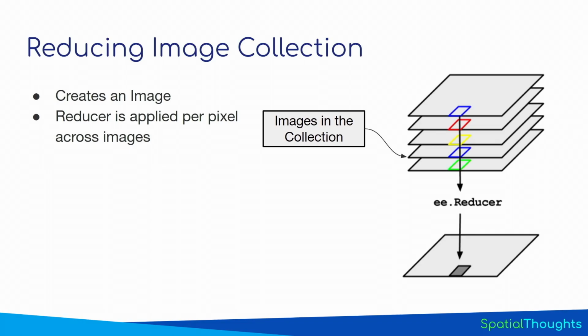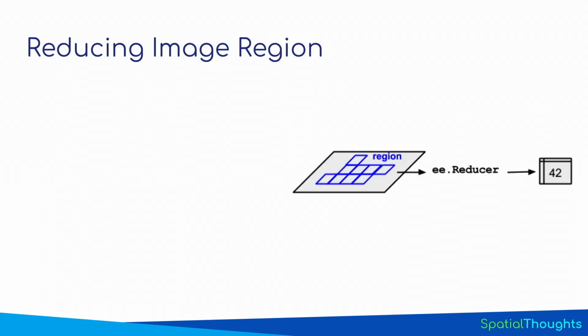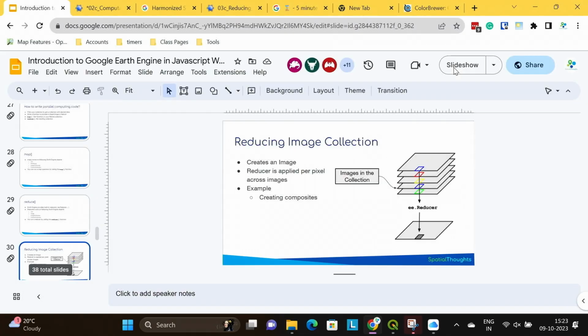Does this sound familiar? Have you done this before? This is image reduction. Yes, we have done this creating composites, right? When we did .median, that is doing that. It's just running a median reducer on your collection. You didn't know this because Earth Engine gives you this shorthand function to do median, but we'll see how to actually implement them using reducers. Let's see this in code.